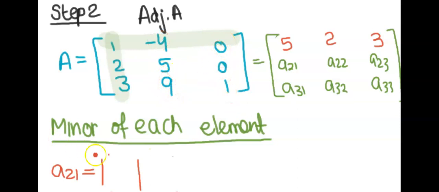4901. I mean, minus 4. 1 times 4 is minus 4. 9 times 0 is 0. So the answer is minus 4.